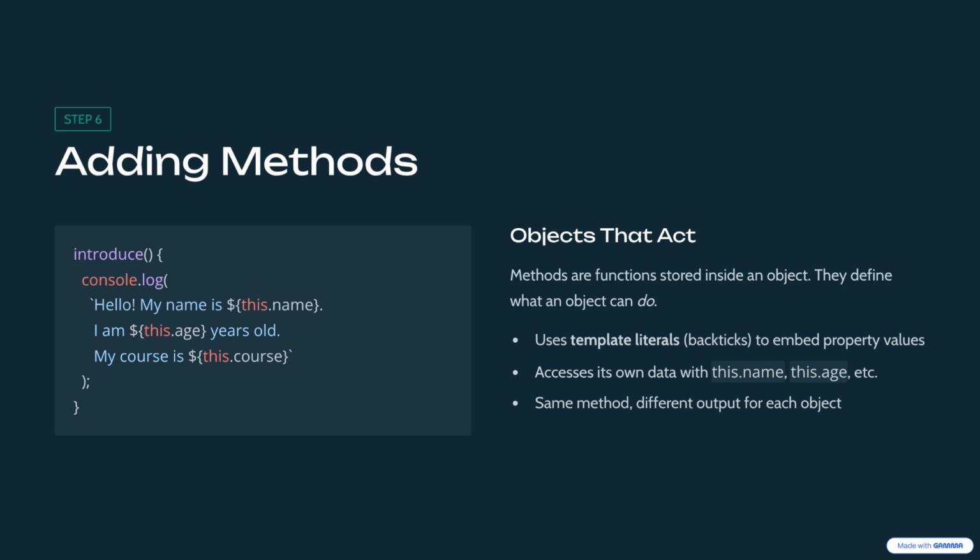Notice that the method accesses the object's own data using this.name, this.age, and this.course. Every object created from this class can use the same method while producing different output based on its own data. This demonstrates how methods allow objects to behave intelligently while reusing the same code.